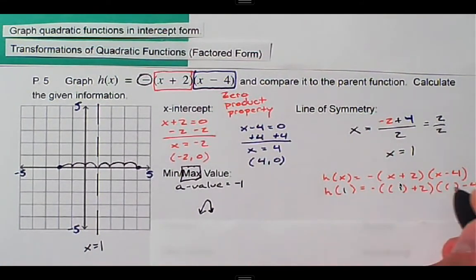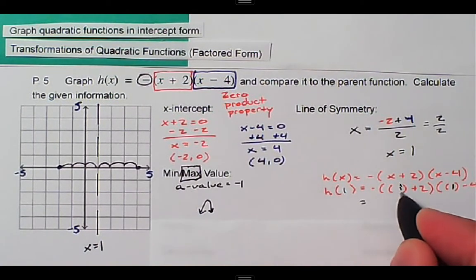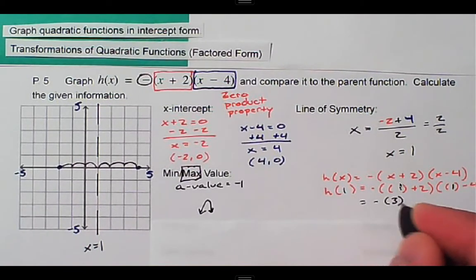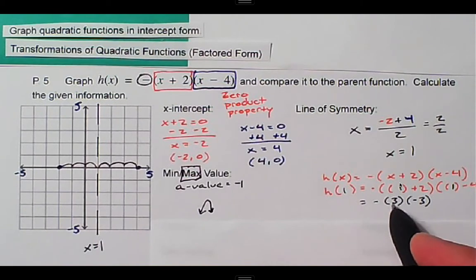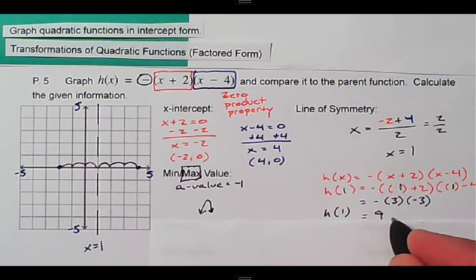So our x value is 1. So 1 plus 2 is 3. We still have the negative out front, so 3. And 1 minus 4 is negative 3. So negative times 3 is negative 3, times negative 3 is equal to 9. So the function evaluated at 1 is equal to 9. So that means the vertex is going to be at 1, 9.